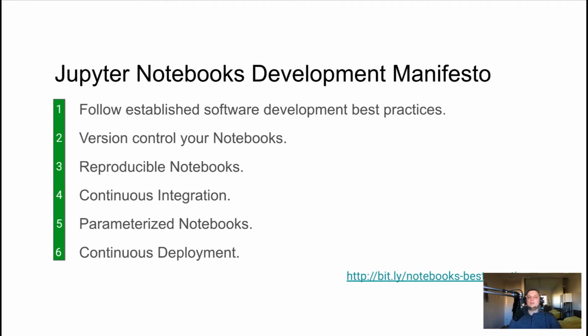Here are the 6 items that we're suggesting one needs to follow. First is actually the most critical one. All the best practices in software engineering need to be followed. Second one, and the rest actually just follow up from the first one.